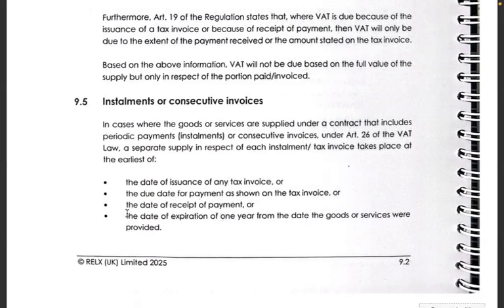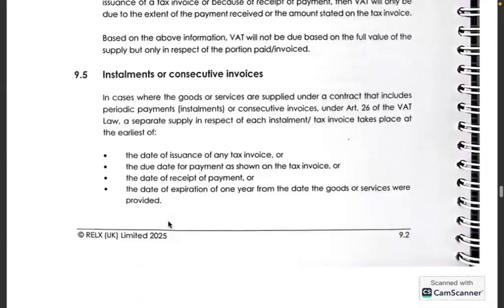expiration of 1 year. Now this is an interesting condition. The date of expiration of 1 year from the date the goods or services were provided. But this 1 year condition is a special condition where the contract was for consecutive invoices or consecutive installments of payments. In that case only, the expiration of 1 year will be considered as the point which has to be included in our criteria. So whichever of these four things happens first, that date will be considered as the date of supply.